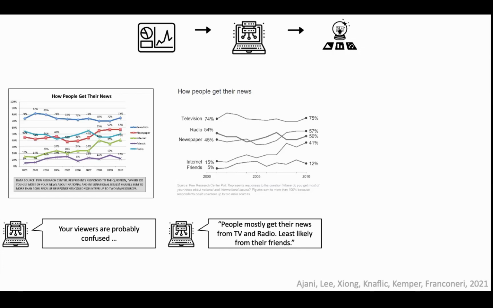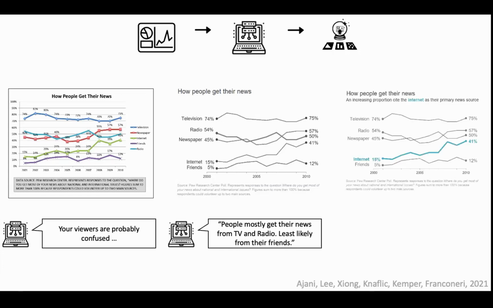So you want to maybe iterate on this visualization to make it better. So you do this. You highlight this line that represents the relationship between news source and internet, how often people get their news from the internet.